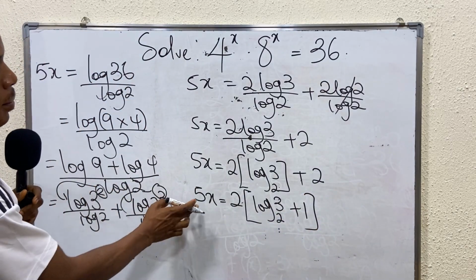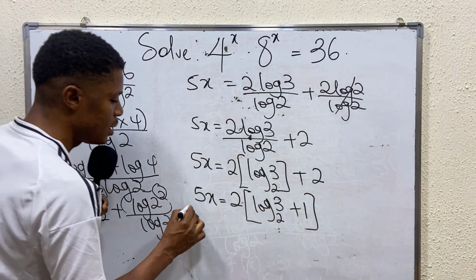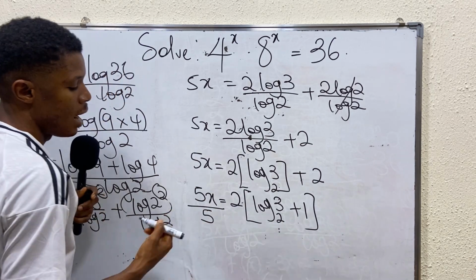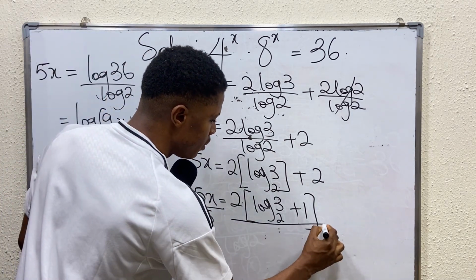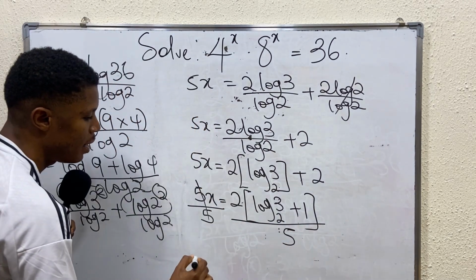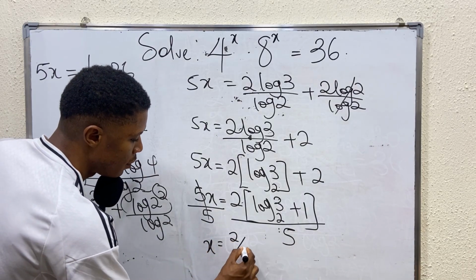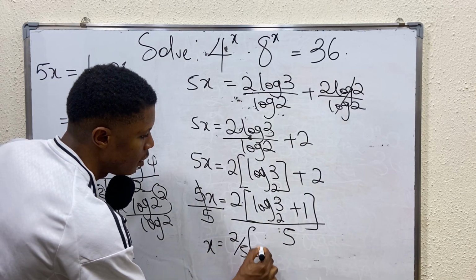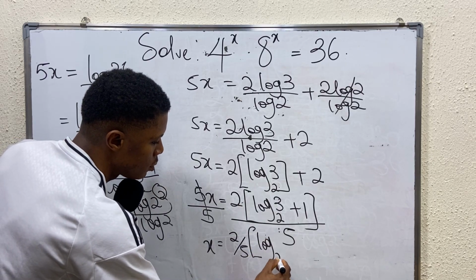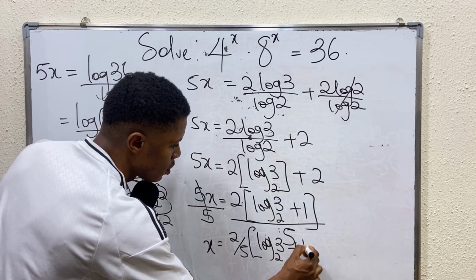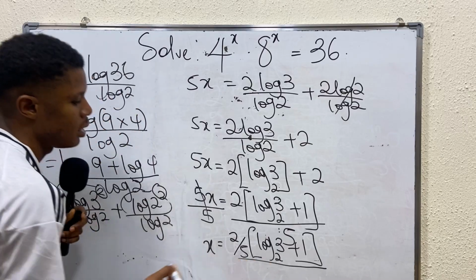Okay? Then remember we have 5 here, so we can simply divide through by 5. If you divide by 5, you see that x will be equals to 2 over 5 of log of base 2 of 3 plus 1. And that's the answer.